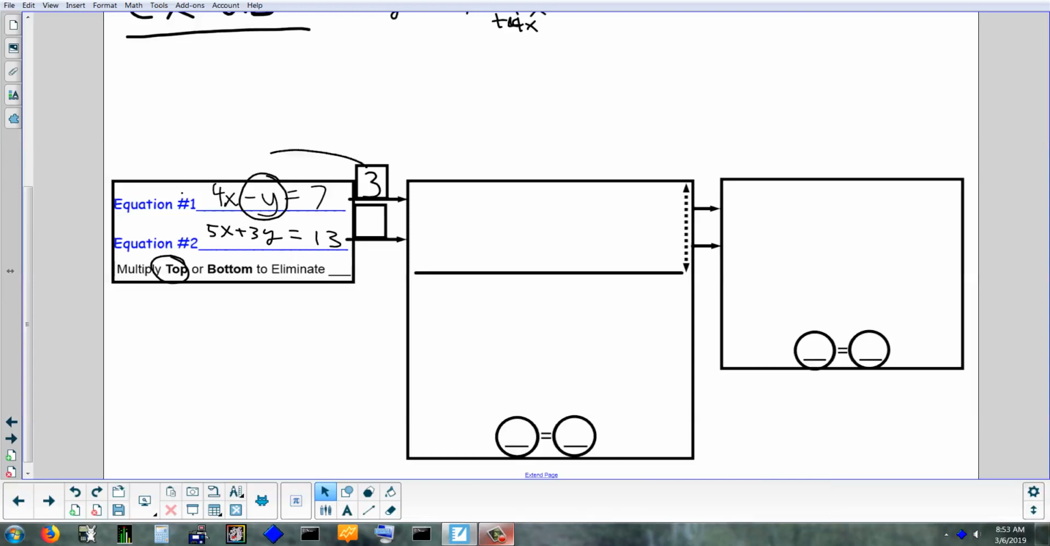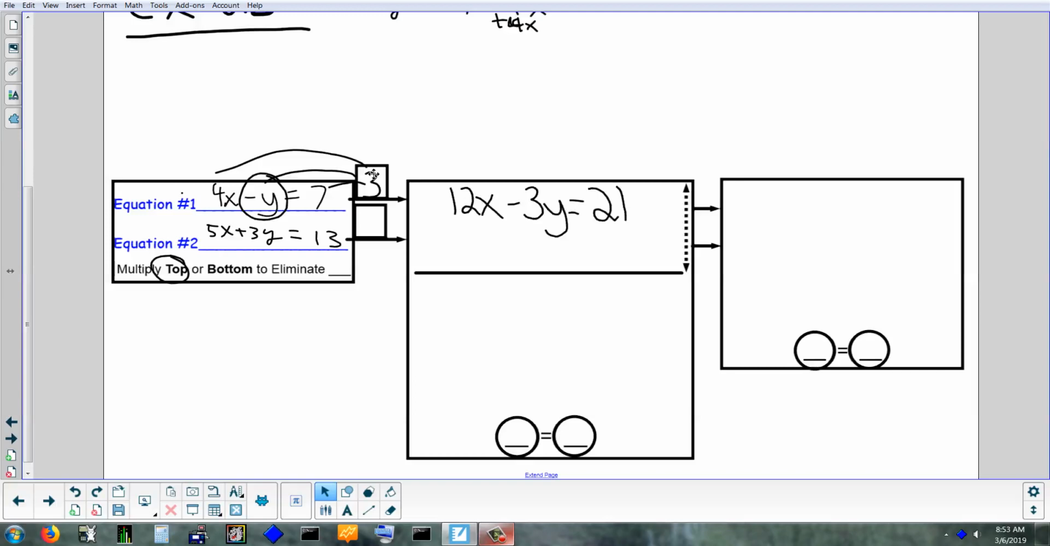So I'm multiplying 3 by everything. What's my first term going to be? Someone tell me. When I multiply by 3, what's my first term going to be? Allie? Would it be 12x? 12x, very good. How about Matt? What's my second term going to be? Negative 3y. Negative 3y, very good. And how about Nathan? What's my last term going to be? 7 times... no, 21. Nice job.